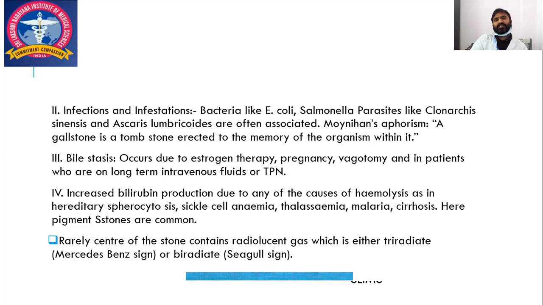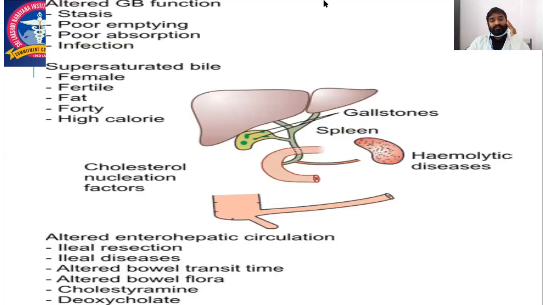Here, it contains a radiolucent gas when there is an opaque stone. This gas shows as a triradiate sign, which is the Mercedes-Benz sign, and a biradiate sign is the seagull sign. Here we can know all the pathogenesis, like altered gallbladder function, where bile stasis may be there, poor emptying may be there, poor absorption, and infections of the gallbladder.